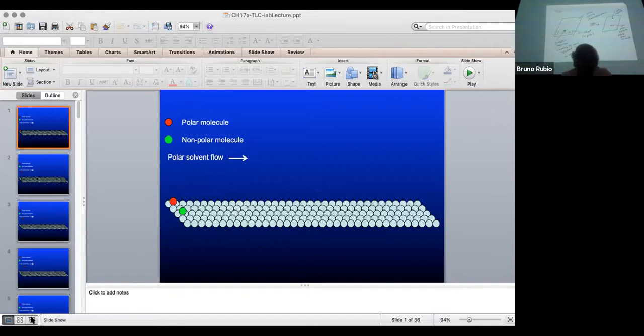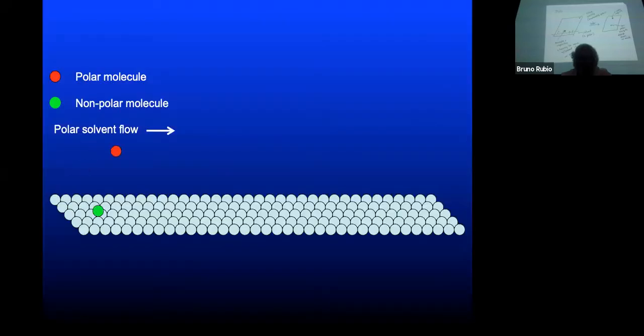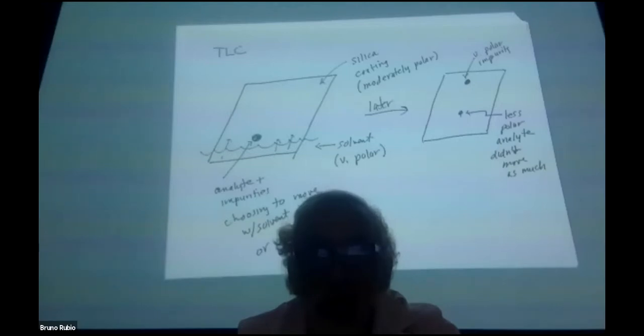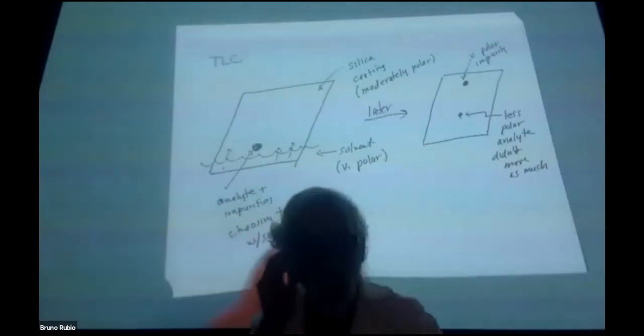Okay, so let's see if this animation works. Let's see what this looks like. Okay, so begin the polar flow. Oh, you see how the polar molecule is jumping and moving a lot faster and a lot farther than the non-polar molecule. So at the end of the experiment, the polar molecule will have moved very far. The non-polar molecule will have moved by a small amount. And so this is how we can affect the separation of different substances using this chromatography. Obviously, polarity is crucially important.